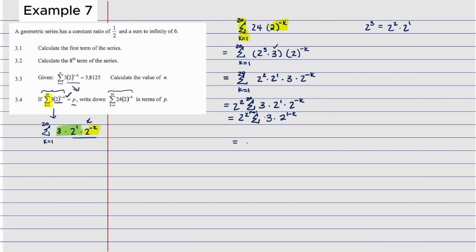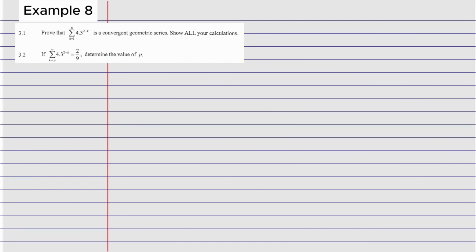So now let me write it properly. This is the same as 2 to the power 2 sigma from k equals 1 to 20 of 3 multiplied by 2 to the power 1 minus k. Do you see the fact that this part is P? So it's equal to 2 to the power 2 times P, and 2 to the power 2 is 4, so it's going to be 4P.